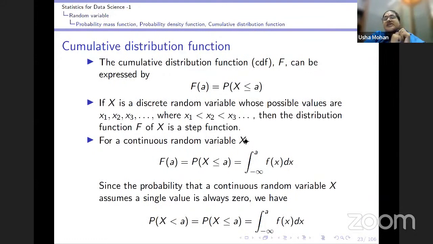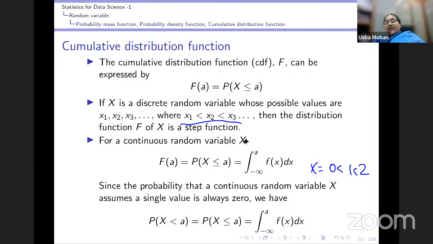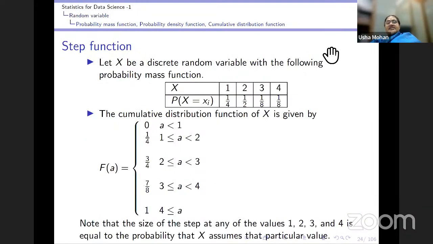Now, as the name suggests, what is cumulative? Cumulative says that I know, for example, x suppose takes the values 0, 1, and 2. If x1 is less than x2 is less than x3, then I might be interested in knowing what is the probability x is less than or equal to 1. Now, why are we even interested in such a thing? For example, now you look at this where I have x taking the values 1, 2, 3, and 4.